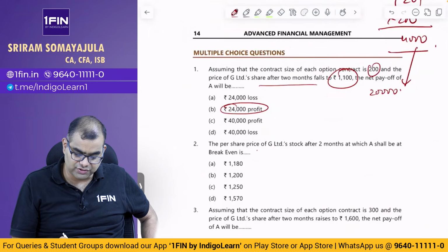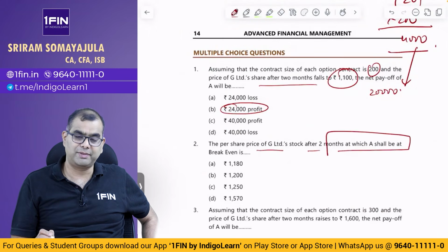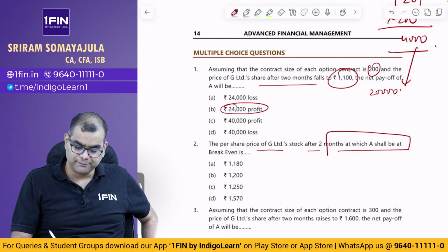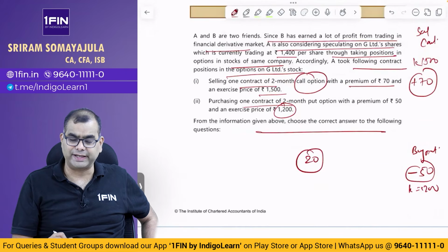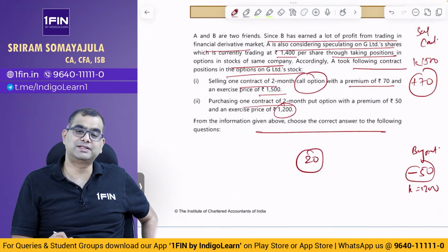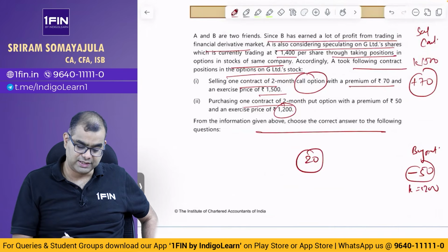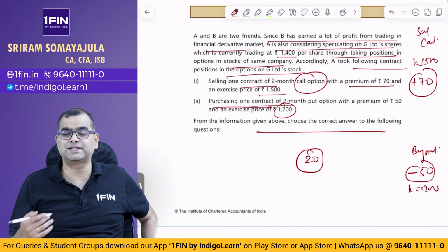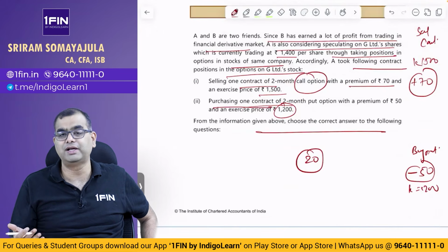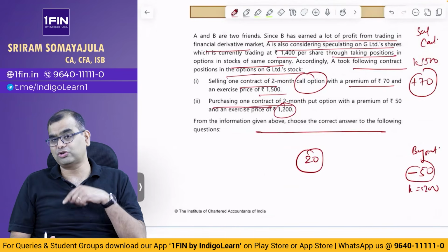Next, price per share of G after 2 months at which A shall be at break even. Break even is what? At which they make no profit or no loss. Now you see in this question, 20 rupees is what you have gained. Basically this means that you have to lose 20 rupees. When will you lose 20 rupees? See, you have a put option, you will not exercise it when there is a loss. So there is no way that you will lose on put side. So you will lose only on call side. Call also you have sold.